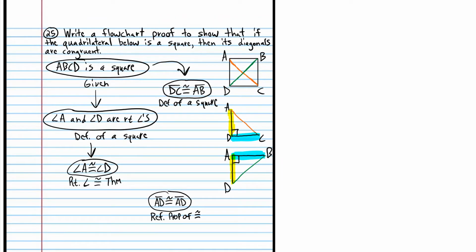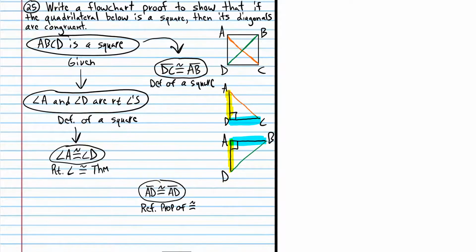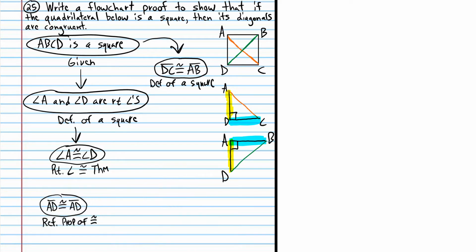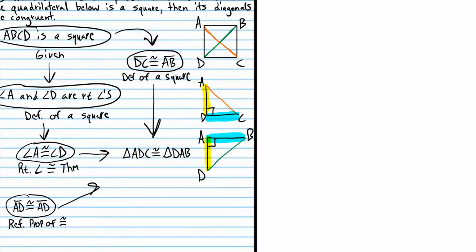So given all of this green information, we can now say that the two triangles here are congruent. So I'm going to bring this down here a little. We don't have much room because I drew those triangles in our flow chart. So I'm going to bring this down here, and bring this here and up here to say that triangle ADC is congruent to triangle DAB. Make sure your letters are in the right order.